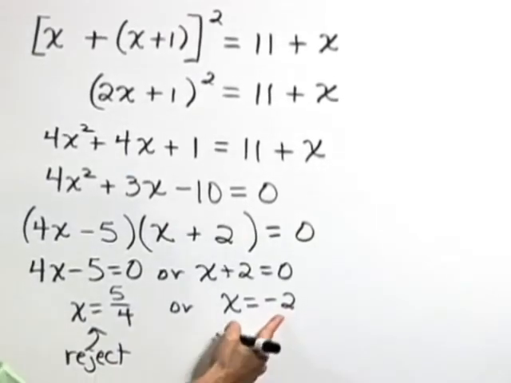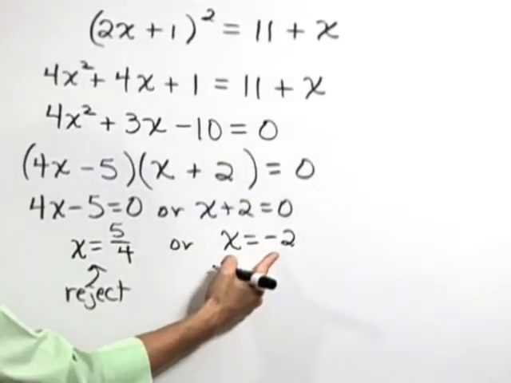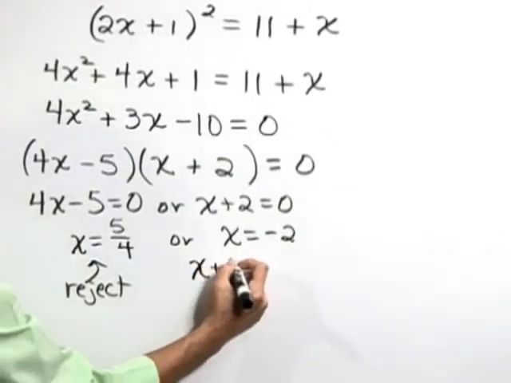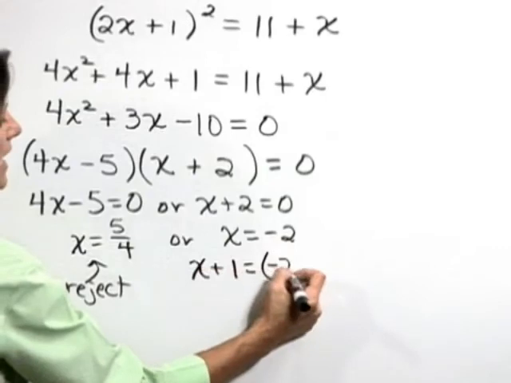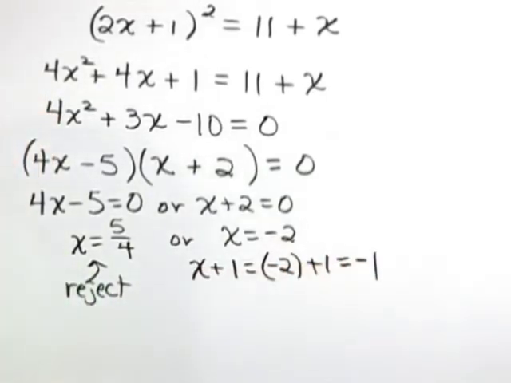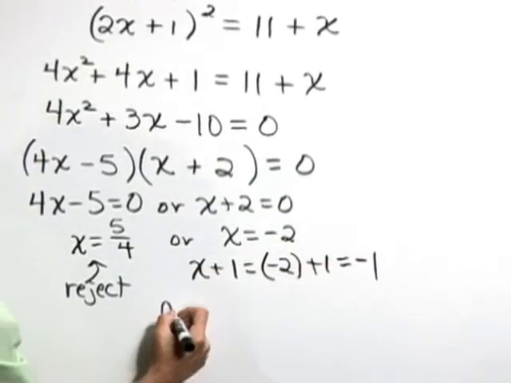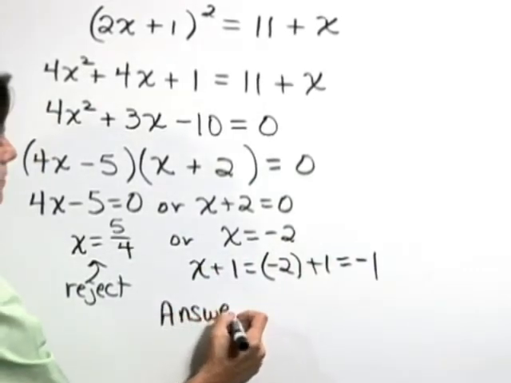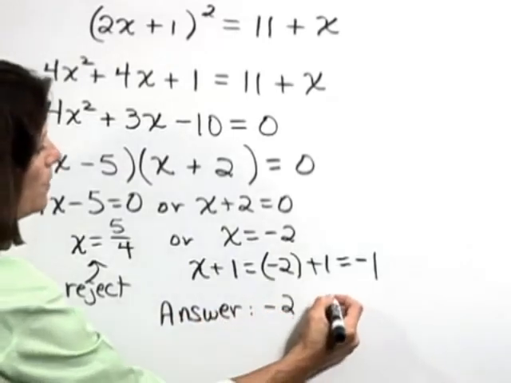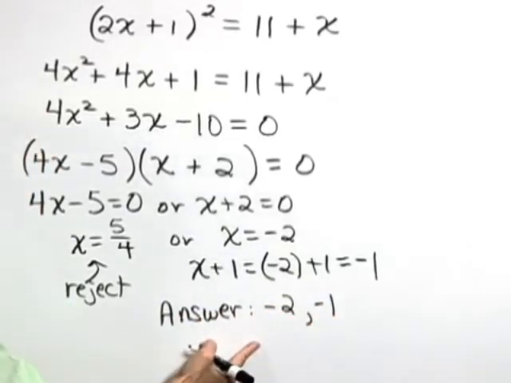Now, negative 2 is an integer, and if x is negative 2, then the next consecutive integer, x plus 1, is negative 2 plus 1, or negative 1. So our answer is the two integers negative 2 and negative 1.